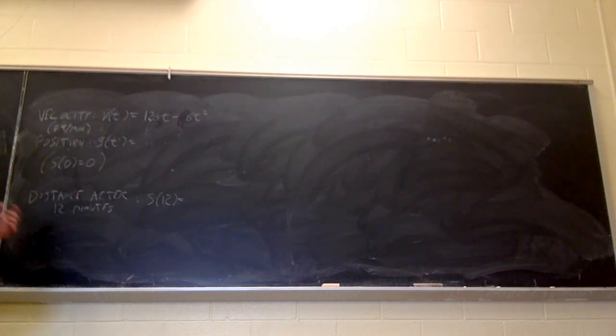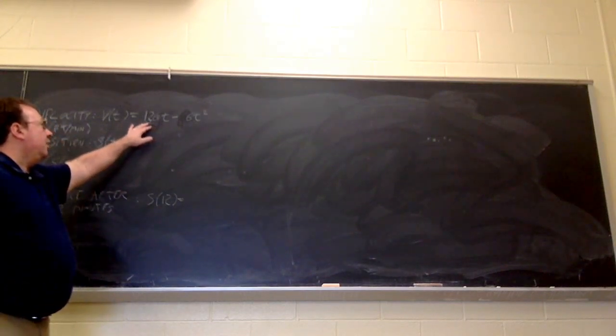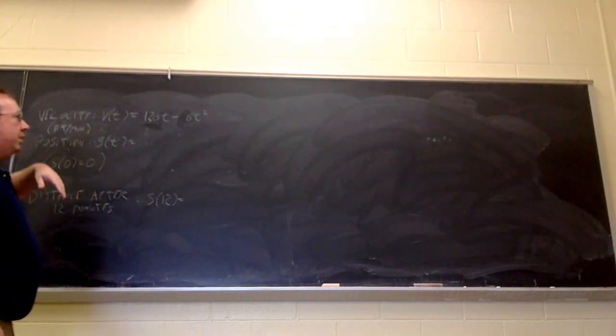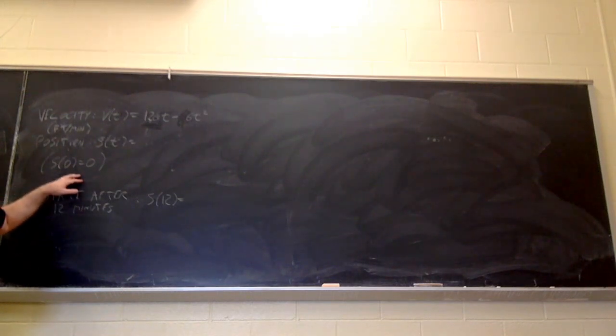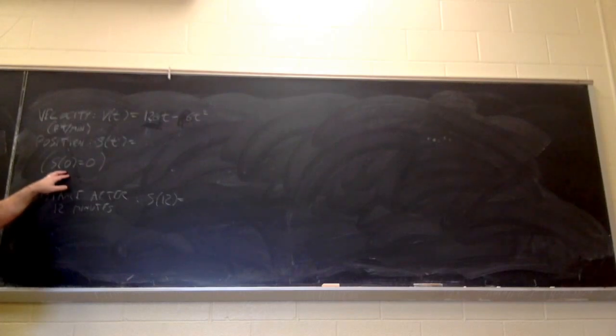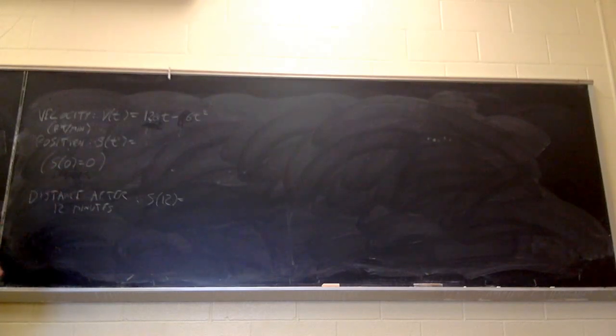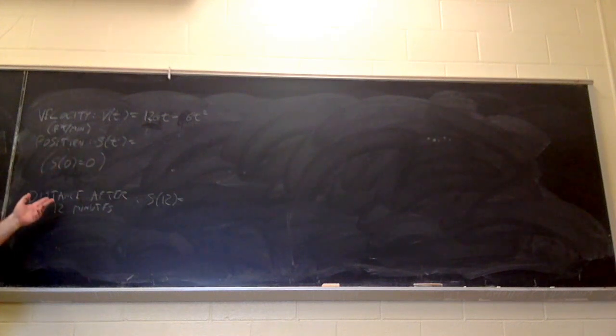So we have an object that's moving at a certain velocity, 126t minus 6t squared feet per minute, where t is minutes. And we also know that at time 0, the object has not traveled at all yet, so the position at time 0 is 0 feet. So we're going to use these two pieces of information to obtain the position function.